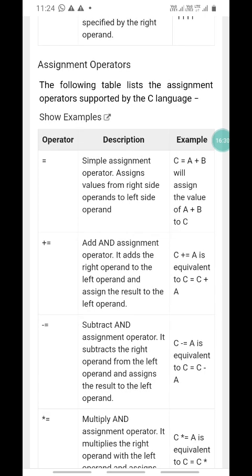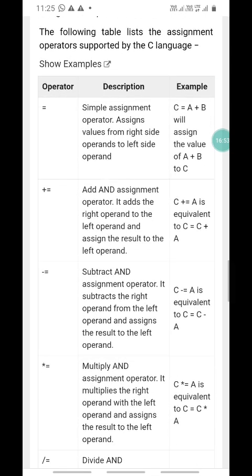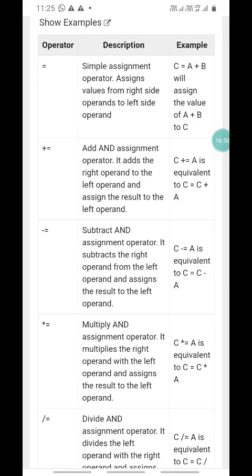Then plus equals, the add and assignment operator. It adds the right operand to the left operand and assigns the result to the left operand. For example, C plus equals A is equivalent to C equals C plus A. It is very simple. Then minus equals, the subtract and assignment operator. It subtracts the right operand from the left operand and assigns the result to the left operand. C minus equals A is equivalent to C equals C minus A.